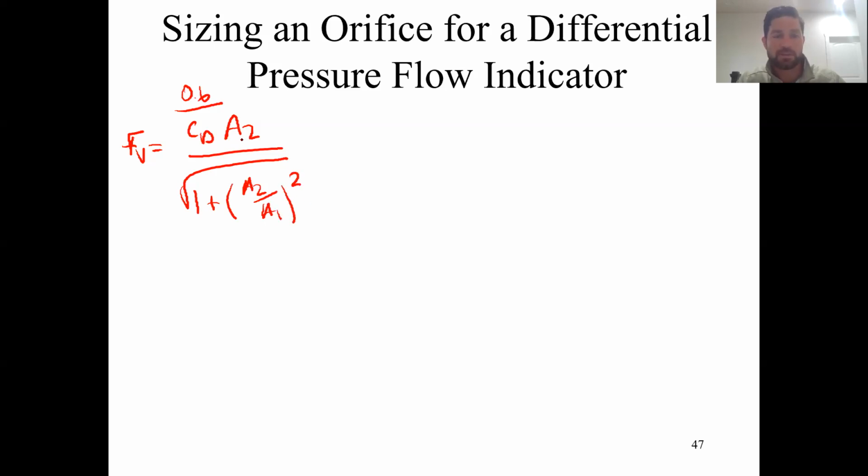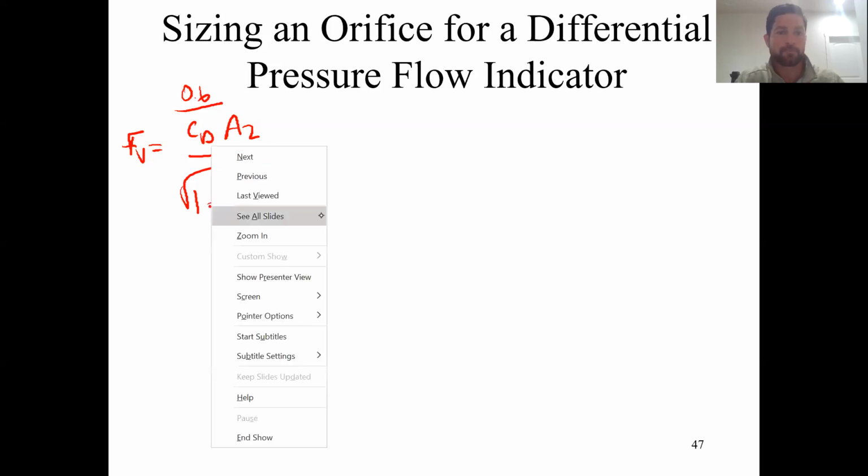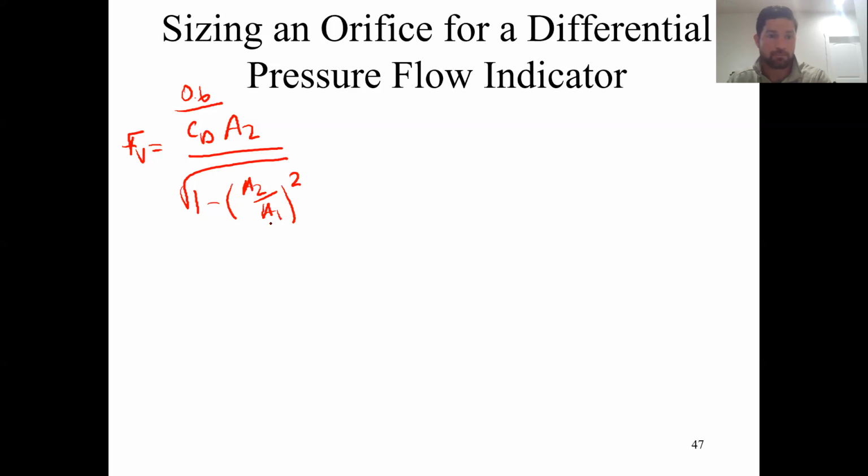Okay, so A2 is the cross-sectional area of the orifice plate. A1 is the cross-sectional area of the pipe. I don't actually remember what those are, I just know based on the formula, this right here has to be less than 1. And so this term right here, this is 1 minus. I wrote 1 plus. Okay, 1 minus. And now multiplied by square root of 2 G sub C delta P over rho.